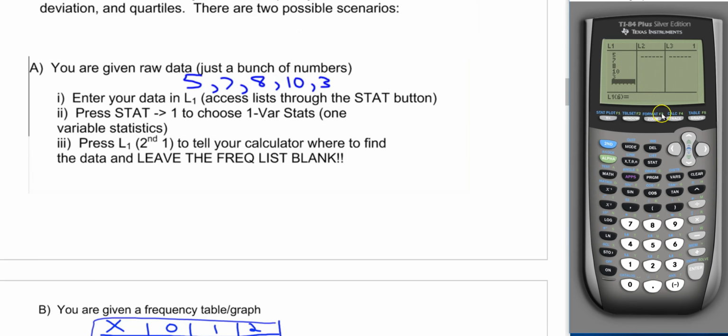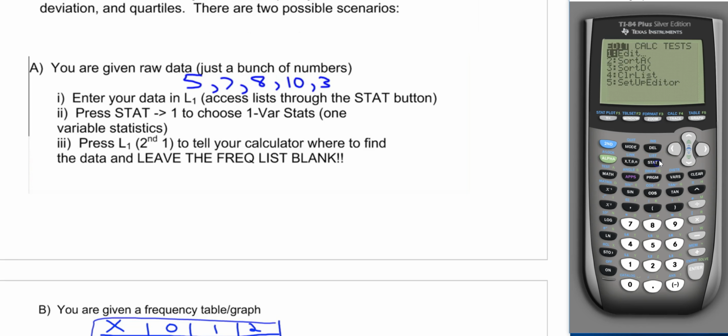Now if I want to find all that mean, median, mode stuff, you quit. You go to Stat, then to one variable stats, L1. Now notice I don't have a frequency list here, so make sure that is blank. Sometimes you do have a frequency list, and you can put L2 there, but right now I don't have it. Hit calculate.